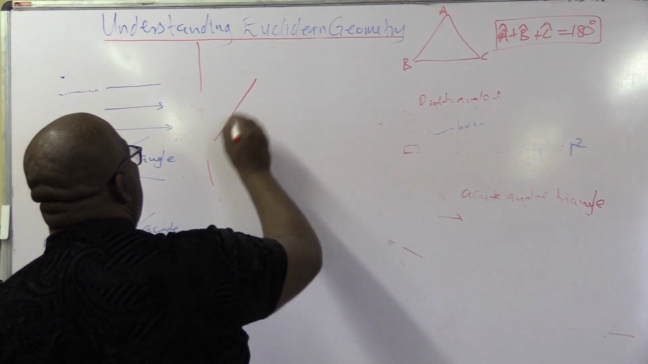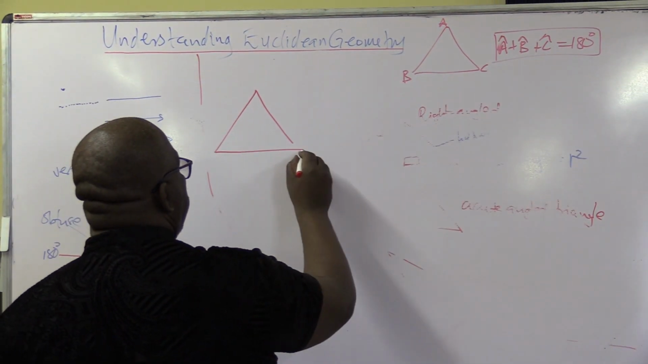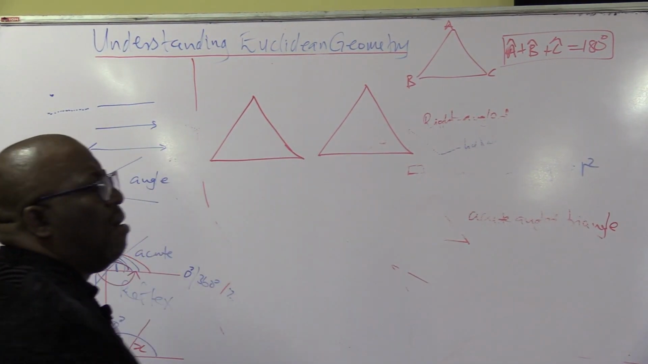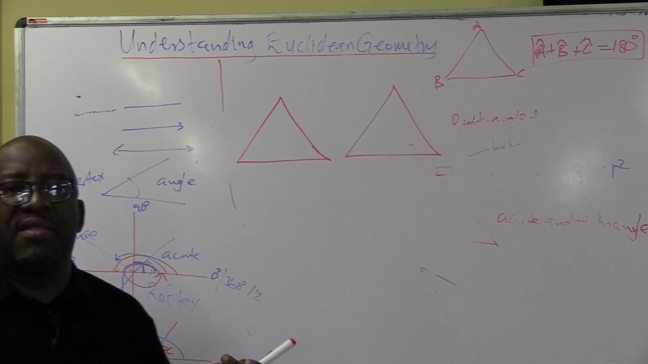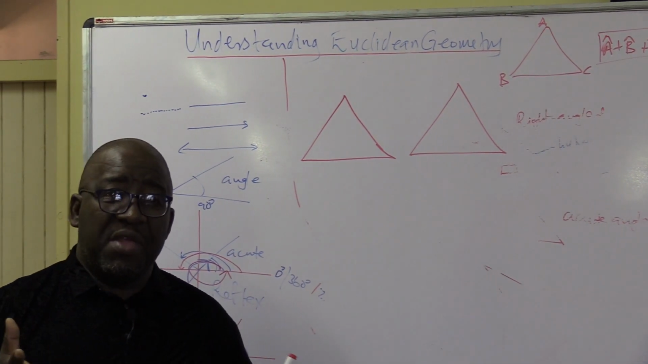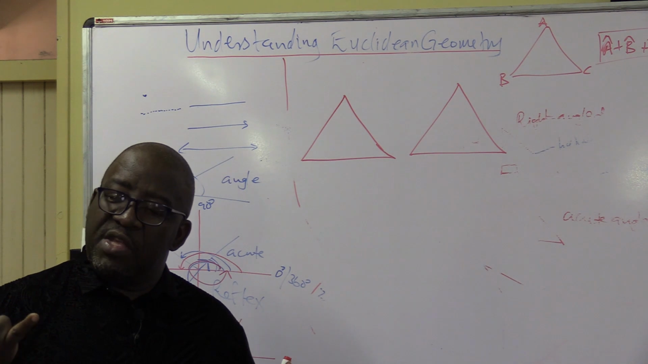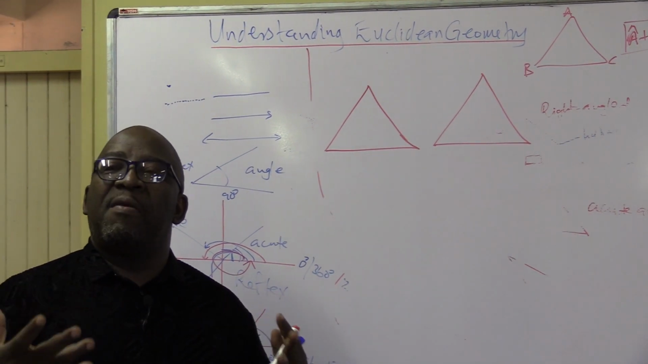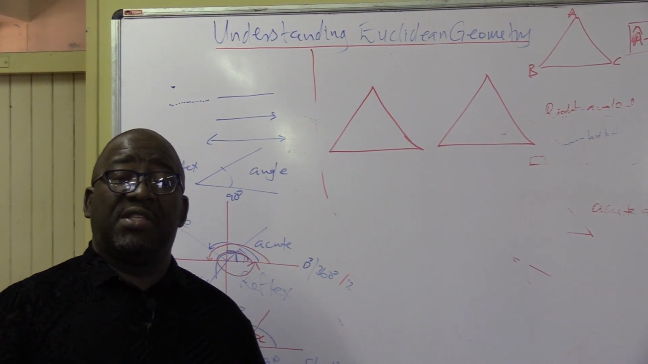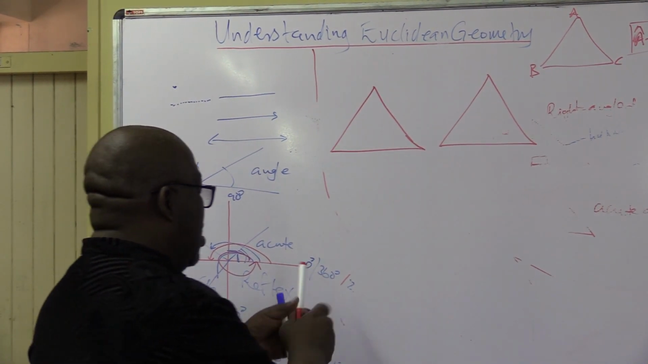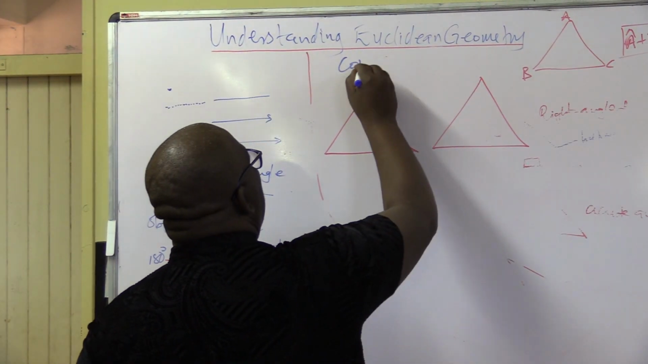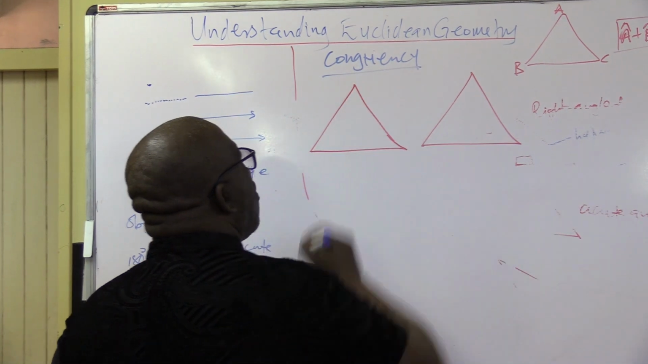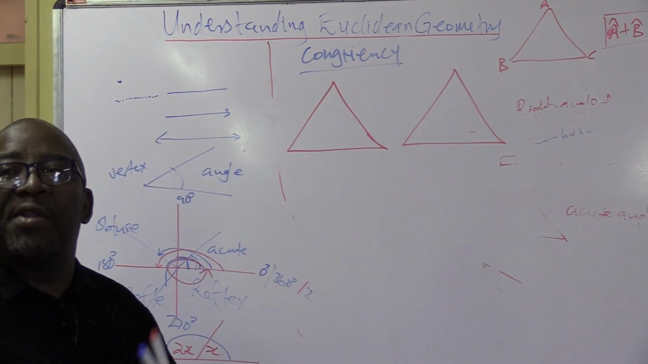If I've got this triangle and another triangle exactly the same as it, congruency, it's like identical twins. If you've got identical twins, they are born on the same day, they are born by the same parents, everything about them is the same, and they look the same, they walk the same. That's what we mean by congruency. Congruent means equal in all respect.